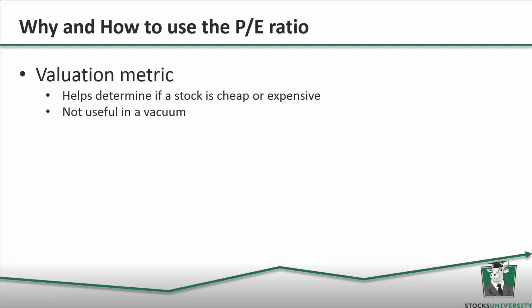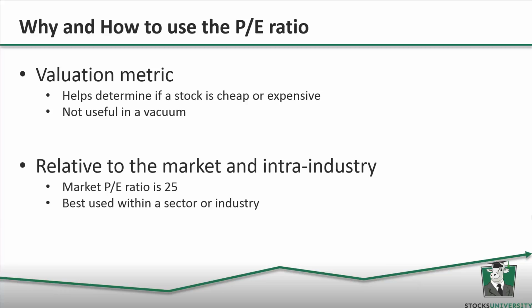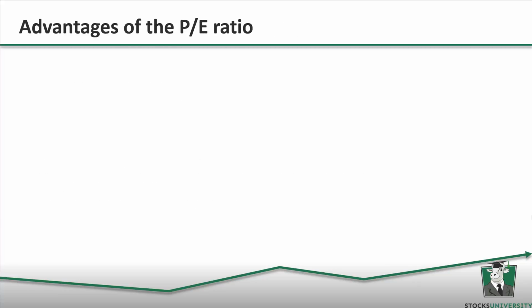To return to the previous example, what is 18? Is it a lot? Well, it depends. The PE ratio is relative to the market and to the sector and industry the company operates in. As of today, the S&P's PE ratio is 25, so anything below can be considered cheaper than the market, and anything above is more expensive than the market. It is also best used to compare the PE ratio within an industry or a sector to identify the more expensive and cheaper player in an industry.